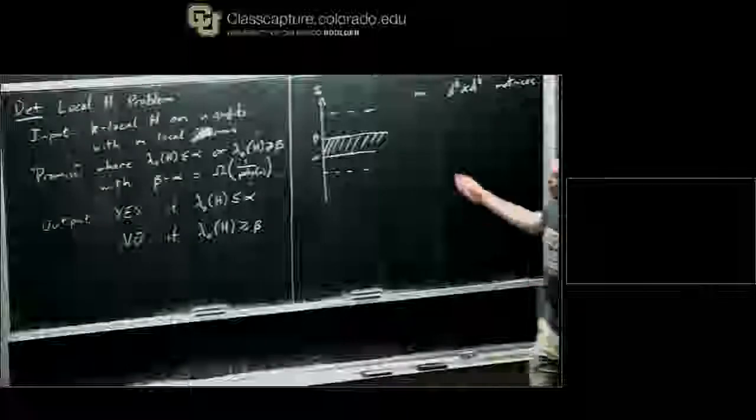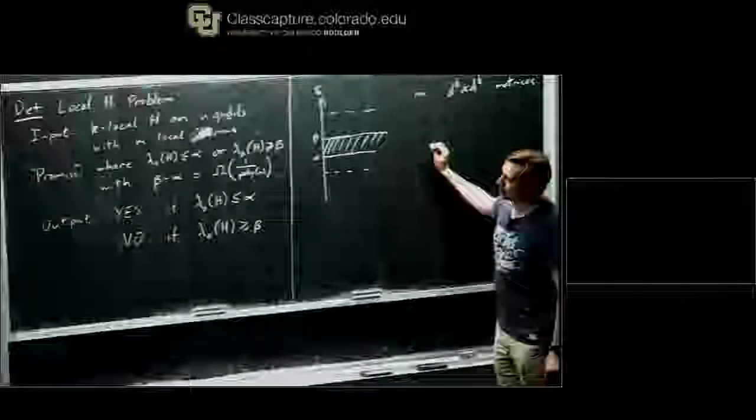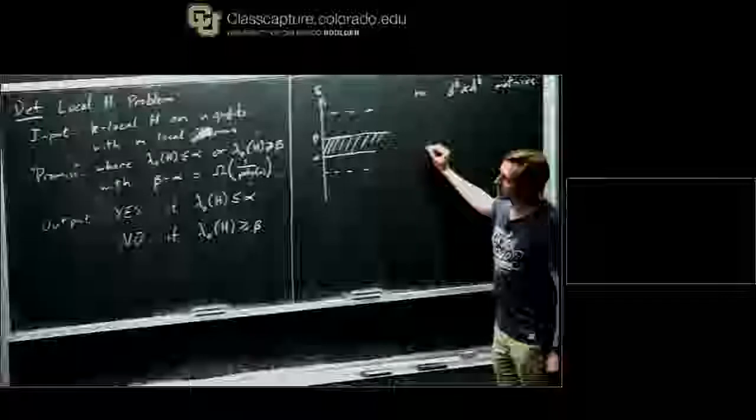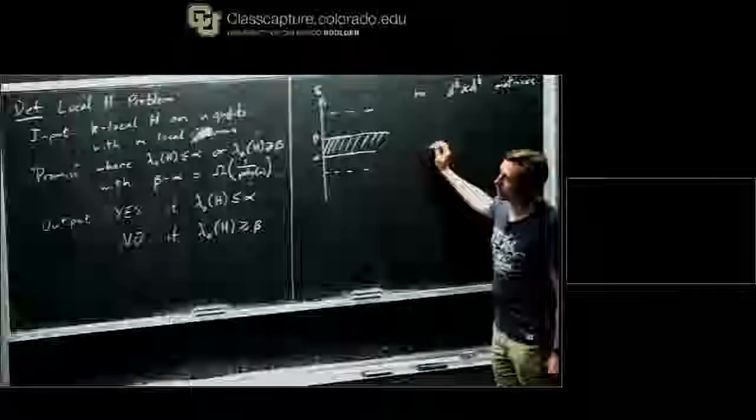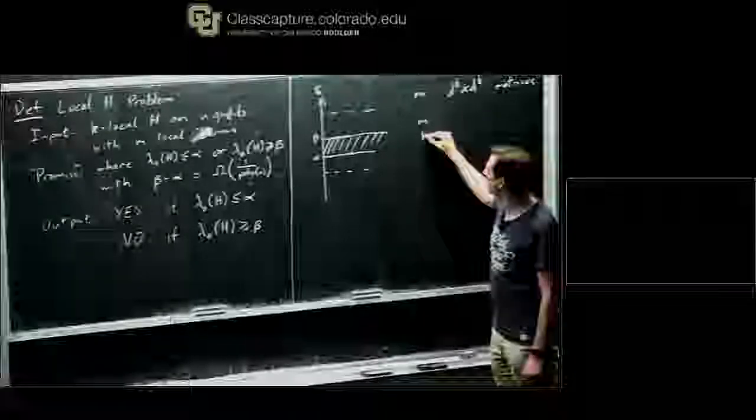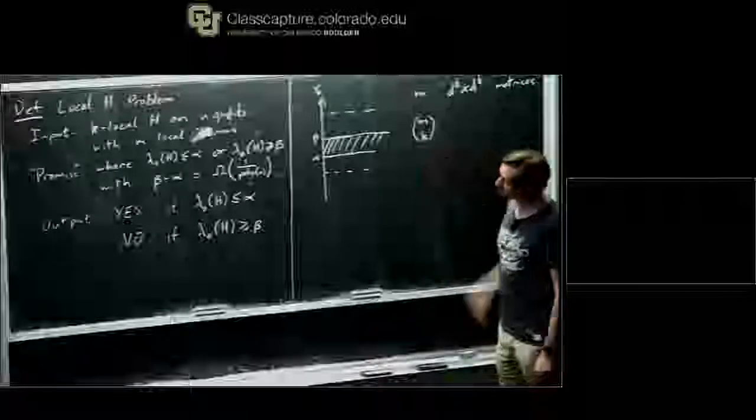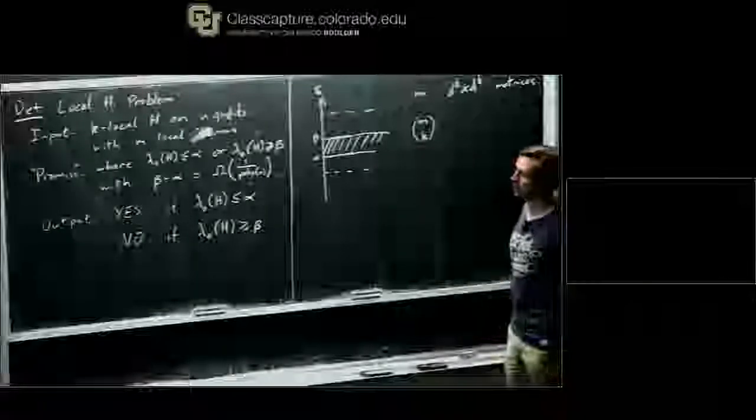Okay, we have n qubits and m local terms, and these are k-local, so they act on at most k qubits. So at most I've got m choose k different terms.